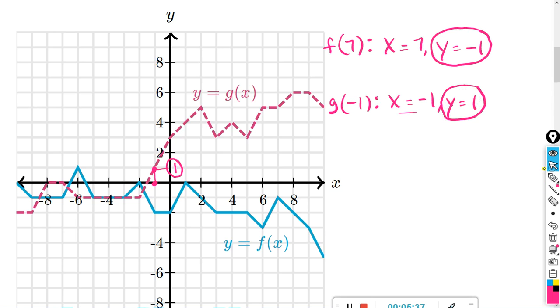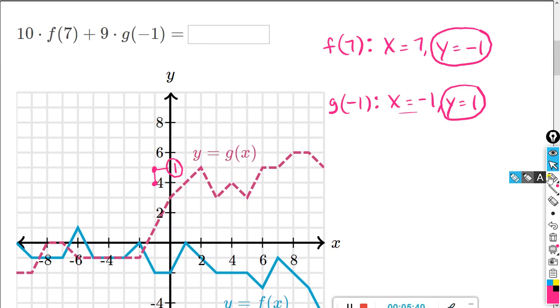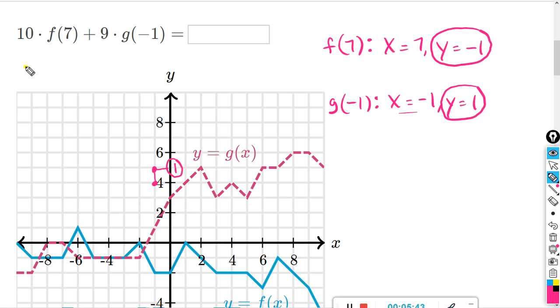So we're just going to use that in the equation. We have 10 times f of 7, and for f of 7, we got -1, plus 9 times g of -1. For g of -1, we got +1. So 10 times -1 is -10 plus 9 times 1. -10 plus 9 is -1. And that goes in the box.